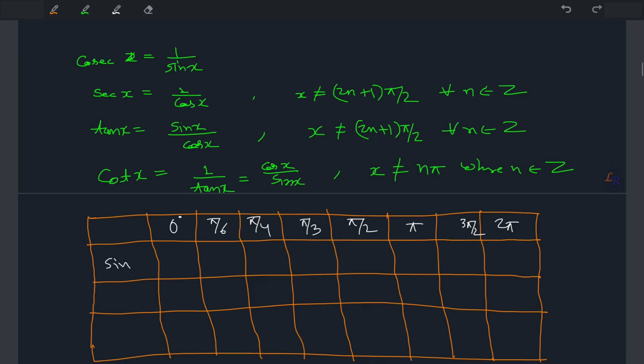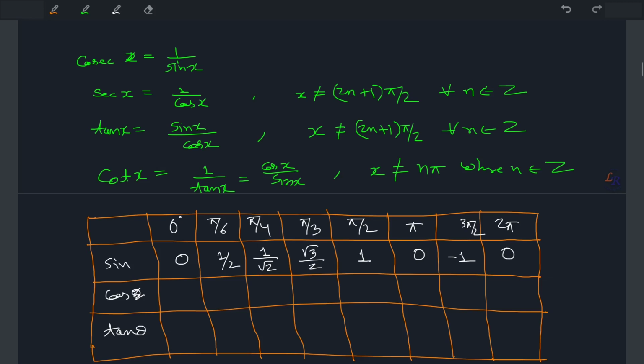And let's say this is for sine, this is for cos, and this is for tan. So sine 0, sine pi by 6, sine pi by 4, like that. So sine 0 is equal to 0, sine pi by 6 would be 1 by 2, pi by 4 would be 1 by root 2, pi by 3 would be root 3 by 2, pi by 2 would again be 1, pi would be 0, sine 3 pi by 2 would be minus 1, and sine 2 pi is equal to 0.